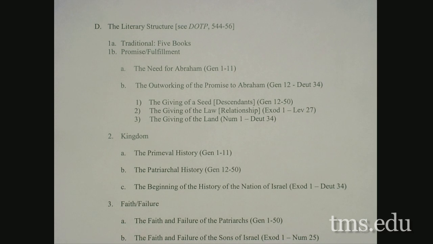Now, we've already said enough that the most traditional structural understanding of the Torah is the 5 books. It's most ancient. It goes back somewhere between 400 to 250 BC. We're looking at something which is over 2 millennia, and of course has become part of our canonical tradition in our English Bibles.